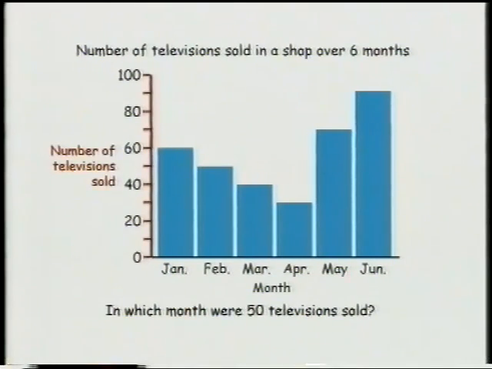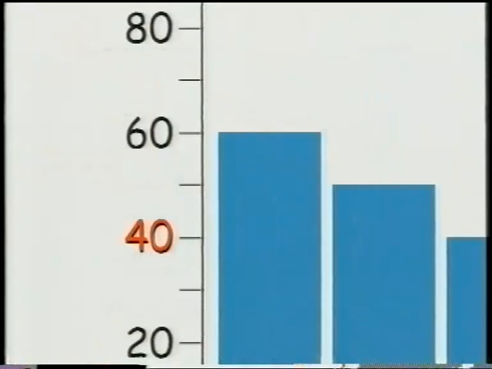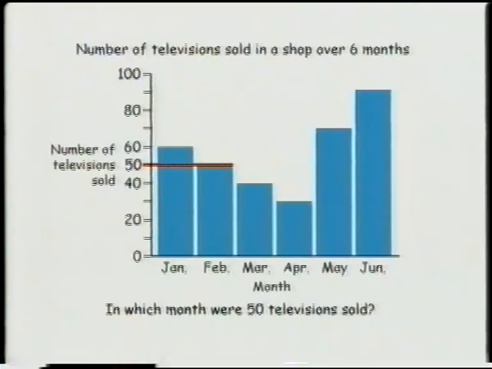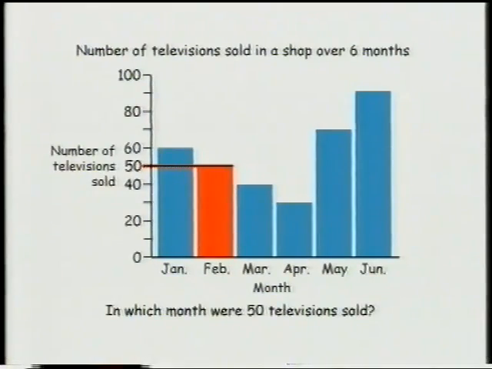So, if we look at the vertical axis, it tells us the number of televisions sold. This is 40 televisions, and this is 60 televisions. So this mark in the middle must be 50 televisions. Now, following a straight line from 50, we see the bar at February is the same height. So 50 televisions were sold in February.